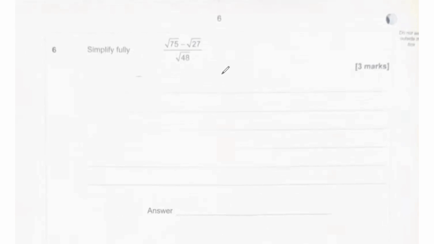Question 6 says root of 75 minus root of 27 divided by root of 48. We have to simplify this here. So to simplify this, we need to prime factorize the numbers inside the roots. So 75 can be broken down into 25 times 3, and 25 is 5 times 5. Similarly, 27 can be broken down into 9 times 3, and 9 is 3 times 3. And for 48, that's 6 times 8. 6 is 3 times 2. 8 is 4 times 2, which is again 2 times 2.